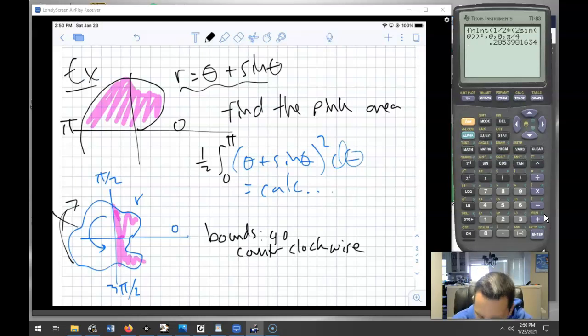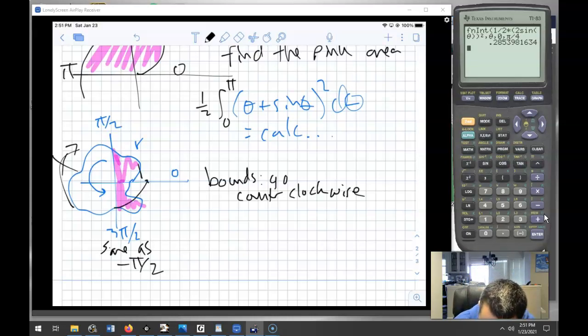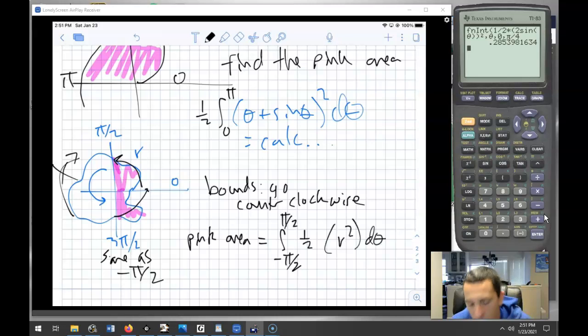We don't want that. So how else could I write 3 pi over 2? Well, remember, this is just the same as negative pi over 2. So always remember that. The 3 pi over 2 is the same as negative pi over 2. Pi over 2 is the same as 5 pi over 2. You can always add and subtract 2 pi. So I could go like negative pi over 2 to 0, and then 0 to pi over 2. So if I wanted to find this pink area in this case, and obviously I didn't give you a curve, I'm just talking about the bounds here, that would just be the integral from negative pi over 2 to pi over 2 of 1/2 times whatever that r squared is. So that would be the setup that you would use in a problem like that.